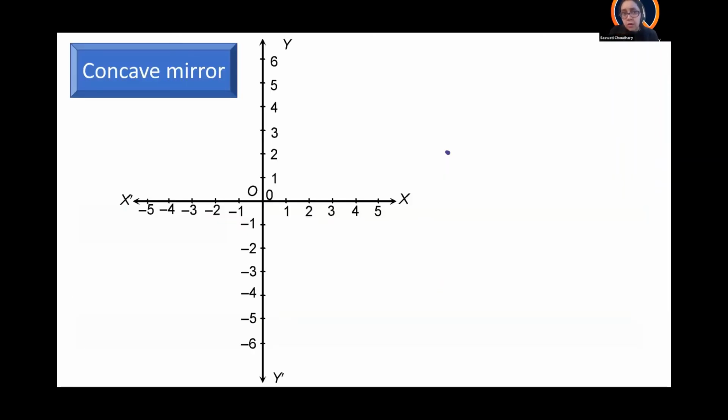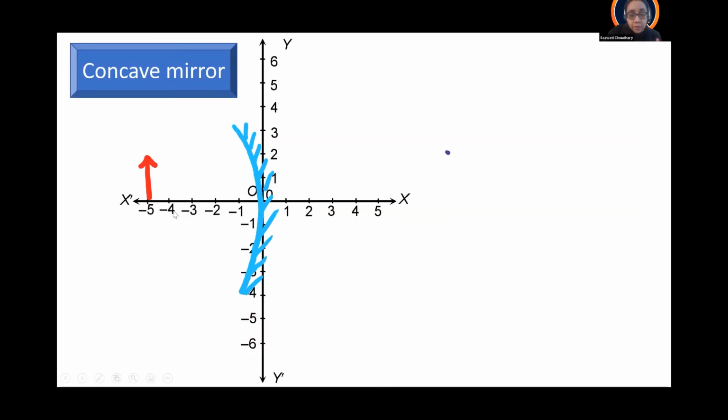Now let's draw a concave mirror right at the origin. We have to understand from the graph point of view that whatever is in front of the mirror, we call it negative, and whatever is behind the mirror, we call it positive. So let's see. Now let's place an object right in front of the mirror. It's a concave mirror, and this is the front.